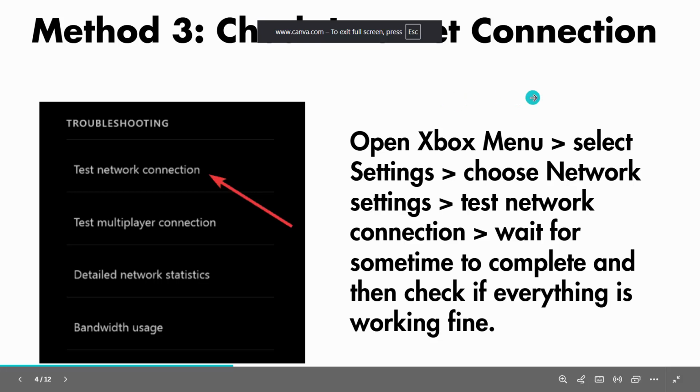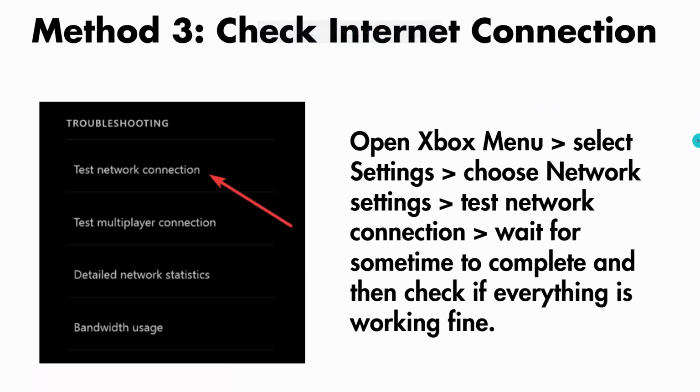This method is to check internet connection. For that, open Xbox menu, then select settings, then choose network settings, then click on test network connection. Wait for some time to complete and then check if everything is working fine.